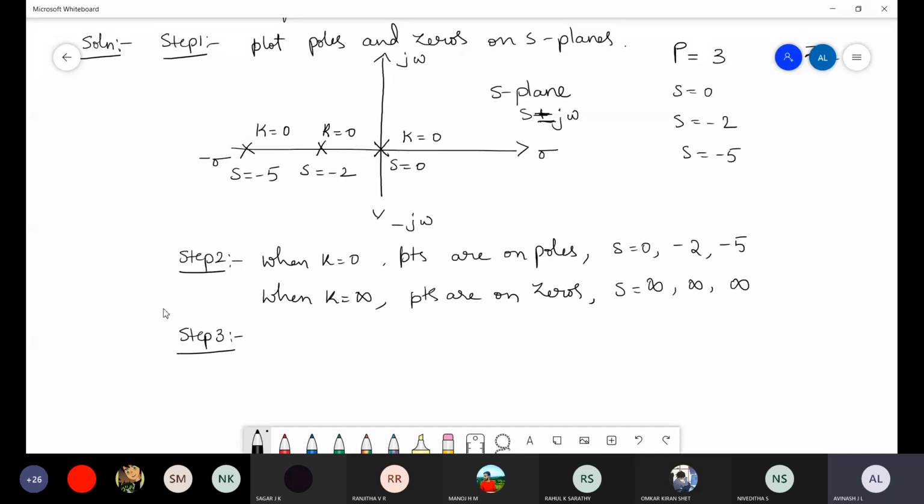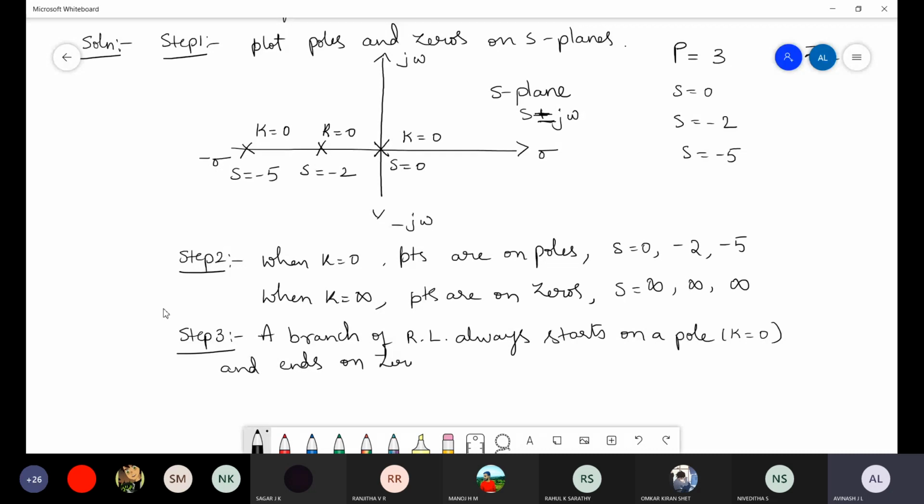In step number 3, a branch of root locus always starts on a pole, that is k equal to 0, and ends on zeros, that is k equal to infinity. So this is step number 3. Clear? This is the indication.